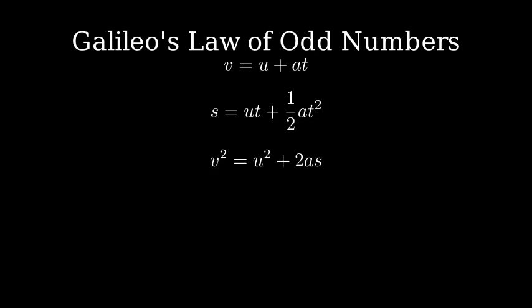Welcome to our exploration of Galileo's law of odd numbers, a fascinating concept in the study of falling objects. Before we dive into Galileo's law, let's briefly recall that the equations of motion in physics describe the behavior of physical objects as they move through space and time. These equations relate quantities like displacement, time, velocity, and acceleration.